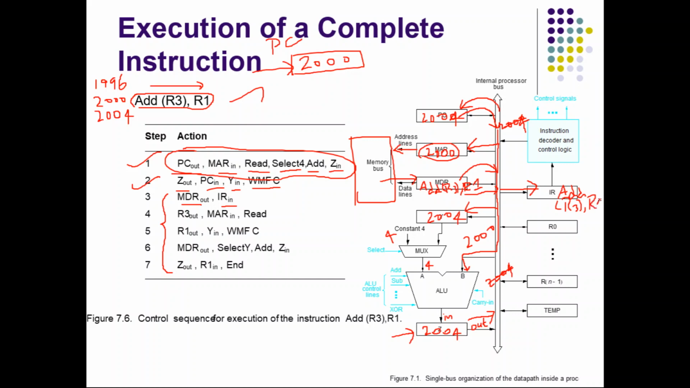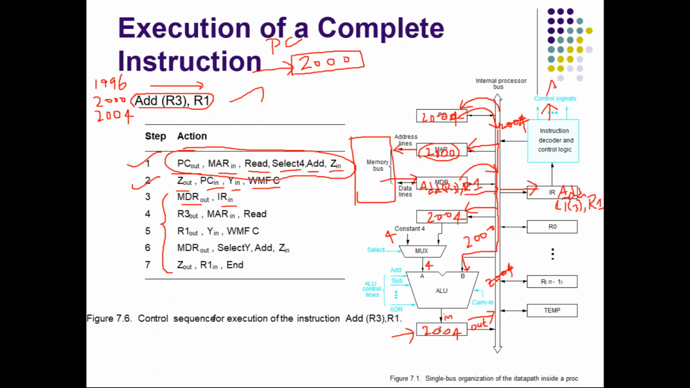So next, what should we do? We should decode that instruction. Now the instruction has come to IR, so next the instruction decoder logic will decode the instruction. It will decode and understand that it is an add instruction, and there are two operands. The first operand indirectly refers to memory, and the second operand is actually a register.